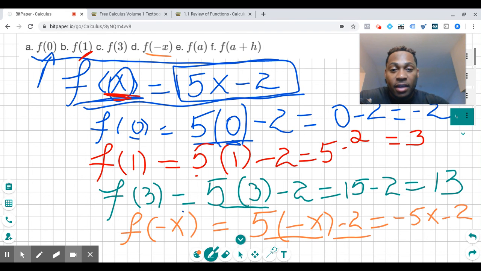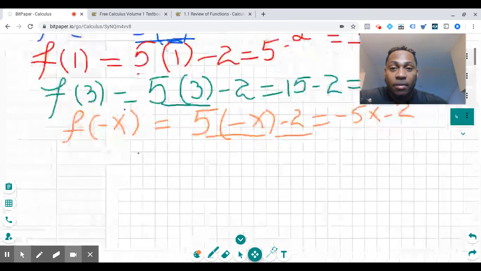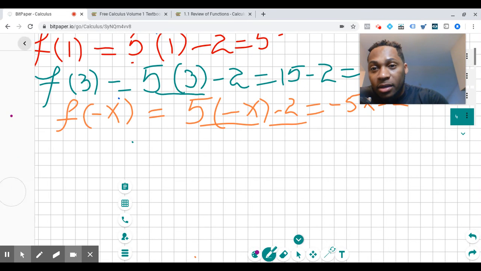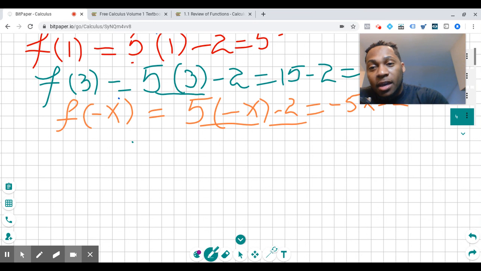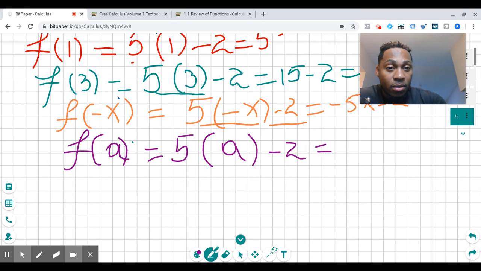What's f of a? Let's scroll up for a little bit. As you can already imagine, in place of x, we're going to replace x by a. In purple, f of a is equal to 5 times, in place of x, I'm going to put an a, minus 2, which is going to give me 5a minus 2. And you get this by now.